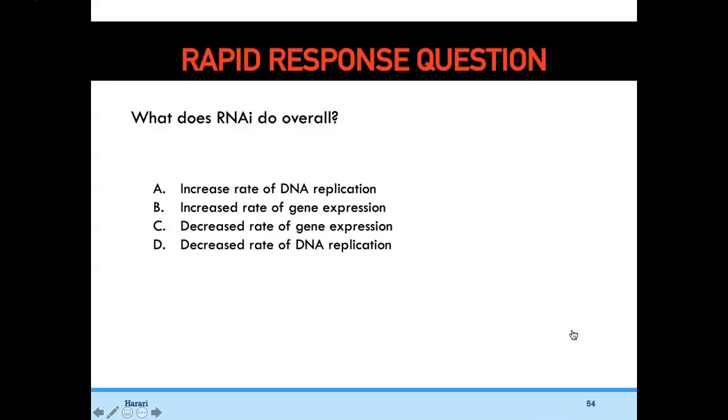So what does RNAi do overall? The answer is C. It decreases the rate of gene expression.